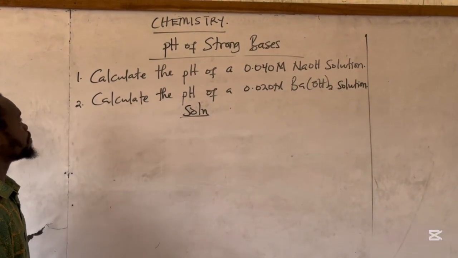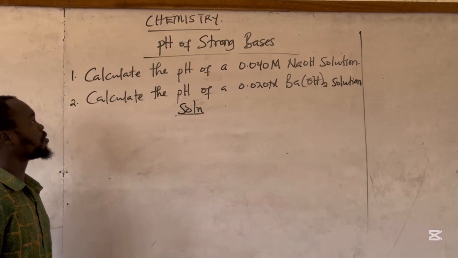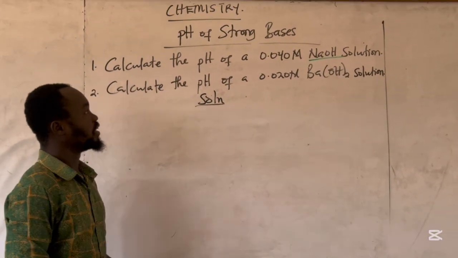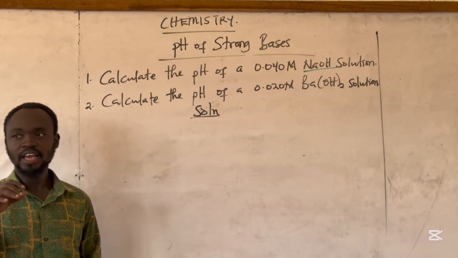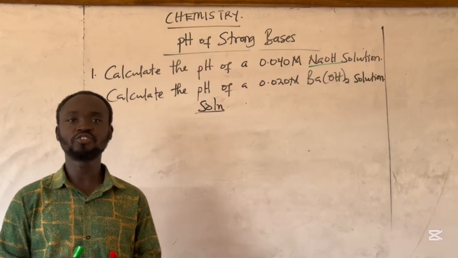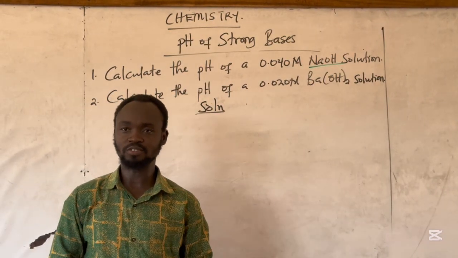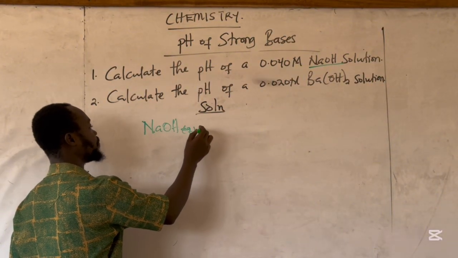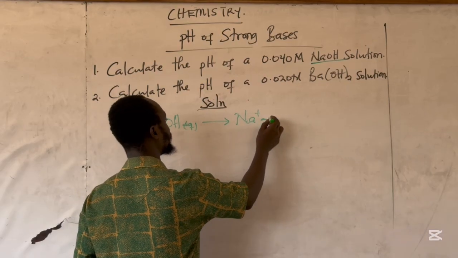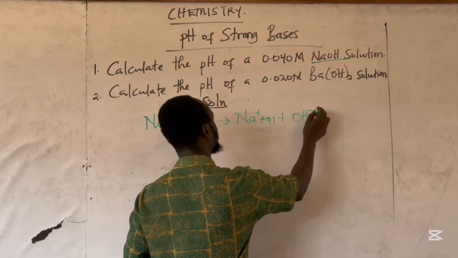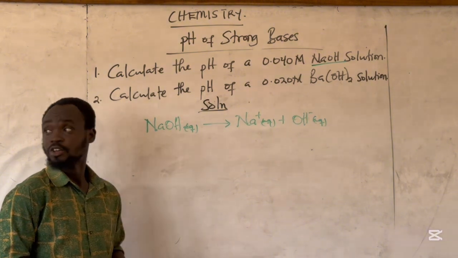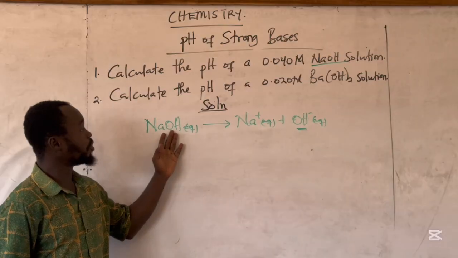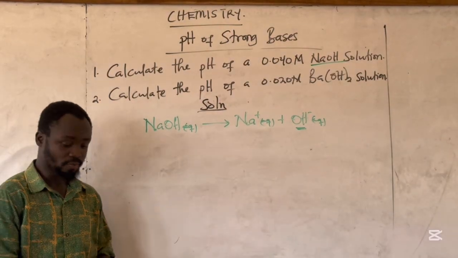In the first question, calculate the pH of a 0.040 molar NaOH solution. So this is a strong base. Is that okay? This is an example of a monobasic solution. It is called a monobasic solution because it produces only 1 mole of OH minus ions in its aqueous form. So when I have NaOH in its aqueous form, it produces Na plus aqueous plus OH minus aqueous. Is that okay? So since we have only 1 mole of the OH minus ion that is being ionized, this NaOH is called monobasic.